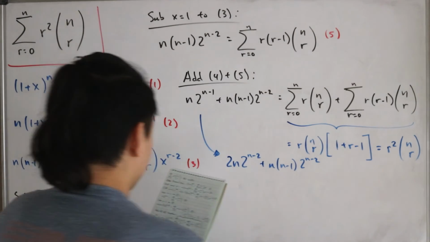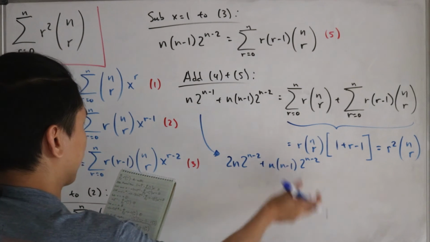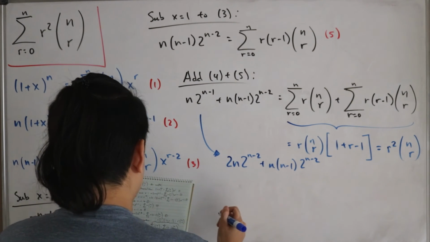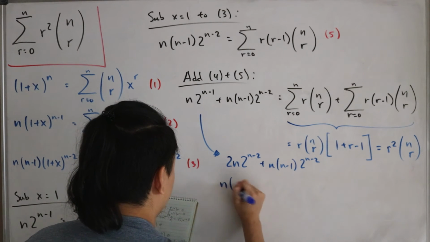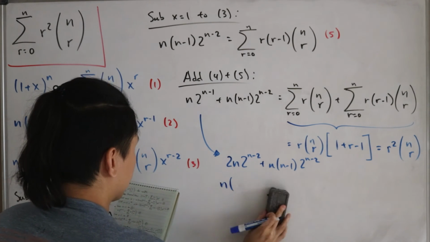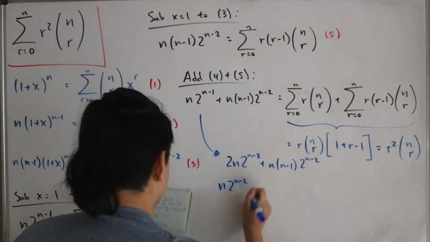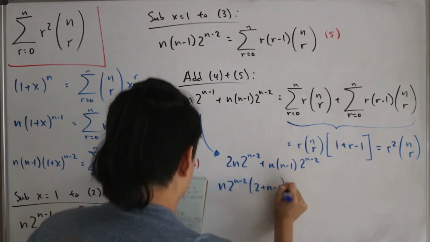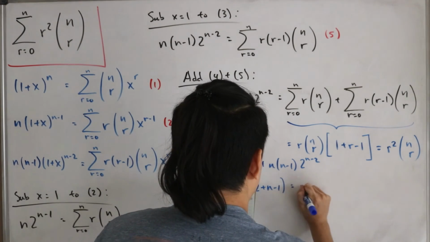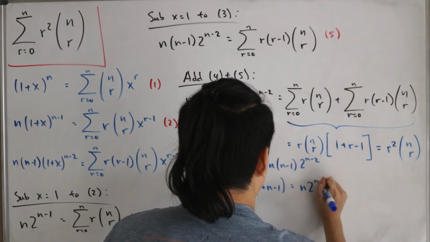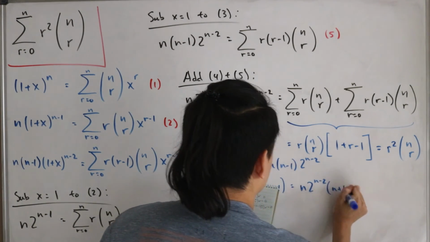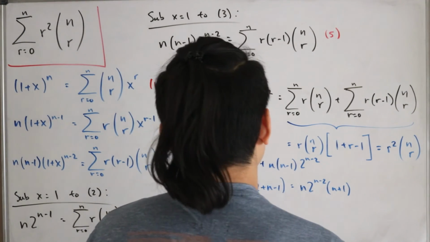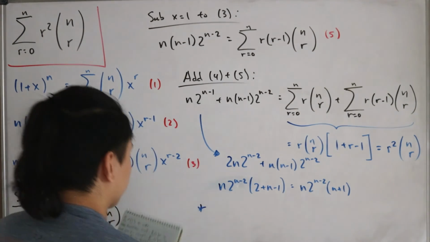Now if we do a little factoring, we can factor out the n times 2 to the power n minus 2, and you'll notice that what remains is 2, added with n minus 1, which becomes n plus 1. So it becomes n times 2 to the power n minus 2 times n plus 1, which completes it, because this is the sum we wanted to find the closed form of. So we complete the proof, our closed form.